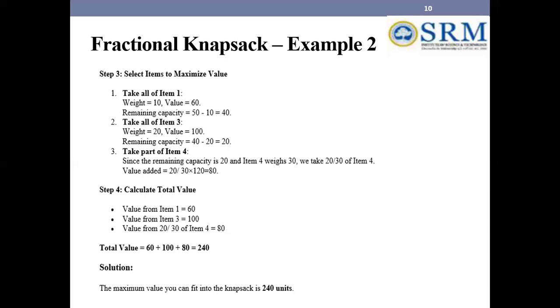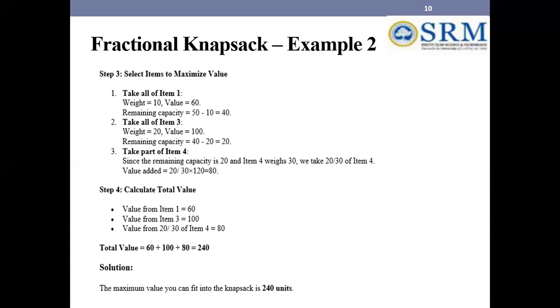Now take item 4. Item 4 weight is 30 kg, but the remaining capacity of the knapsack is only 20 kg. So we cannot add 30. So 30 kg can be divided into two parts, 20 kg plus 10 kg. The 20 kg of item 4 can be added to the knapsack to make it full. So for 30 kg, the value is 120. So for 20 kg, we are calculating the new value, that is 80.